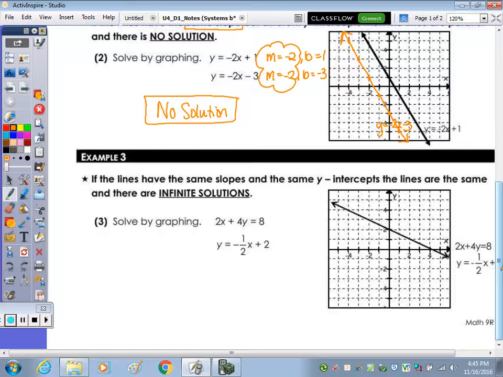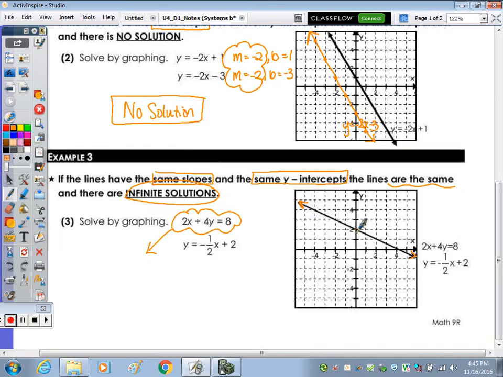The last case is if the lines have the same slopes and the same y-intercepts, then the lines are essentially the same, and therefore they're going to intersect everywhere. And since the arrows extend infinitely, they have an infinite number of solutions. So on the right side is the graph. It actually has both equations, but we're going to take this equation and solve for y to show that it actually does land upon the same line.